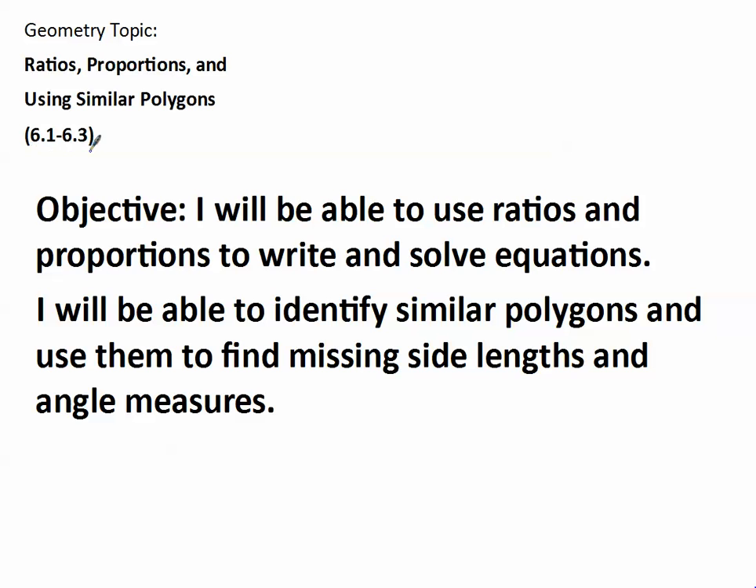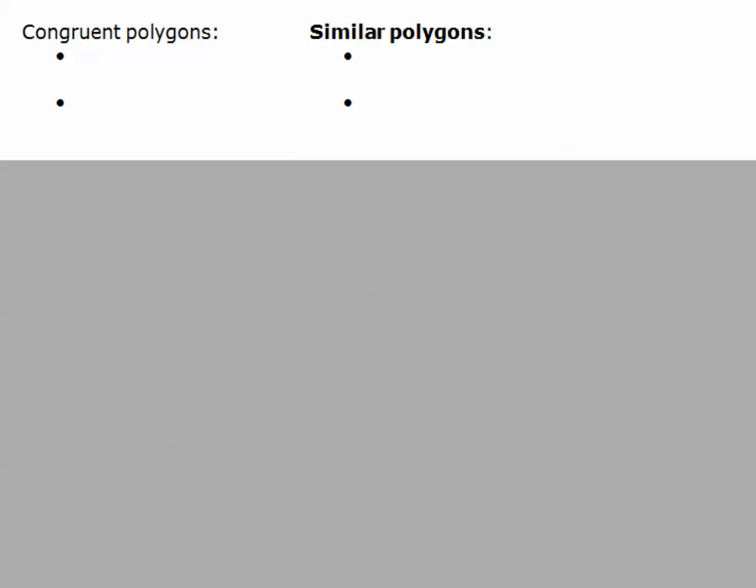Our goal in the beginning of chapter 6 is to be able to use ratios and proportions to write and solve equations. We will be able to identify similar polygons and use them to find missing side lengths and angle measures.